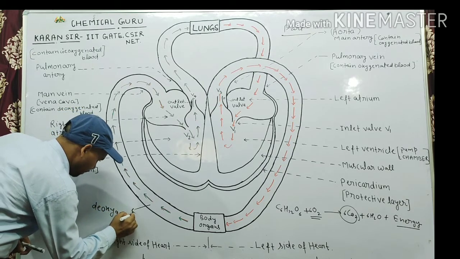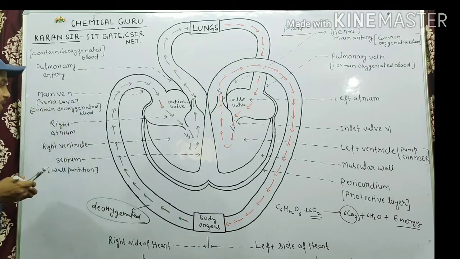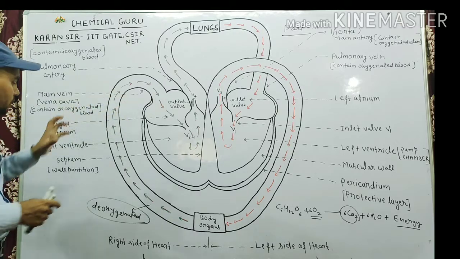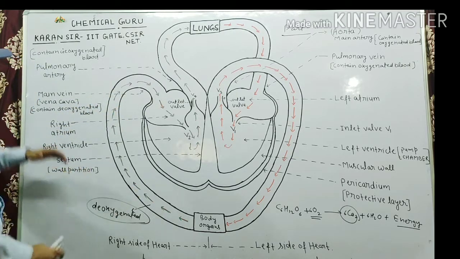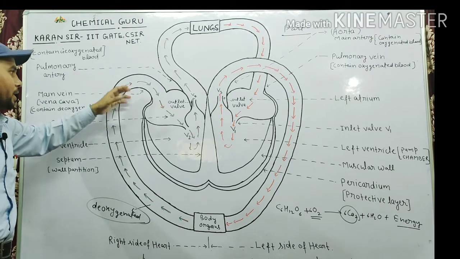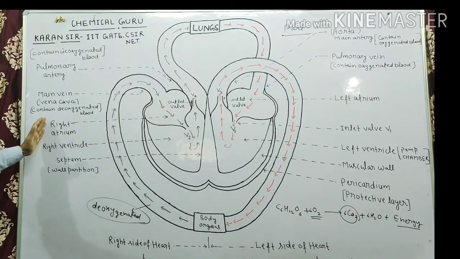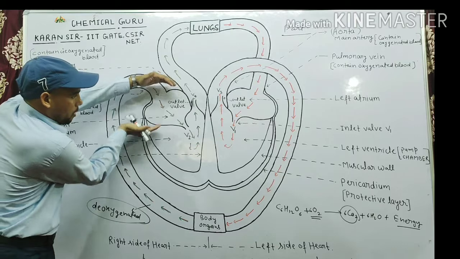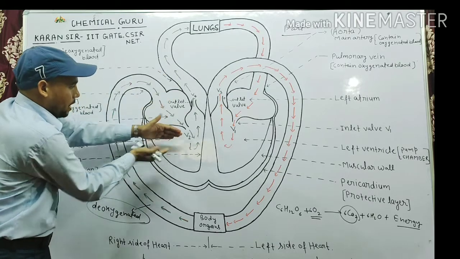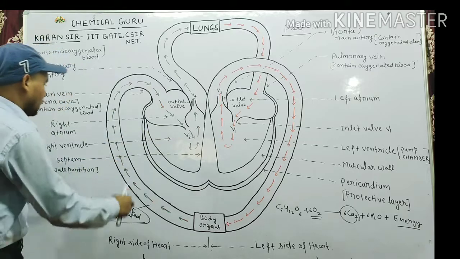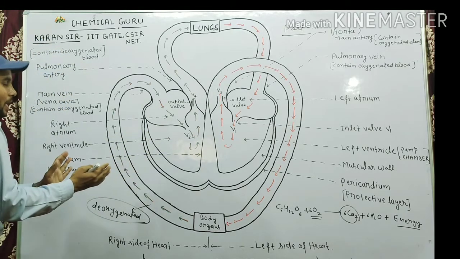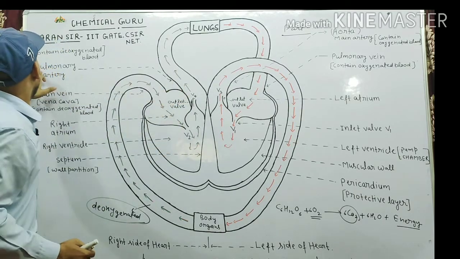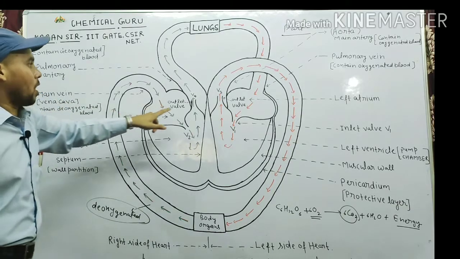Now, this deoxygenated blood goes to the main artery. Through the main artery, it goes to the right atrium. As this right atrium contracts, blood is pushed into the right ventricle, and further this right ventricle also contracts, and then blood passes into the pulmonary artery through the valve V4.